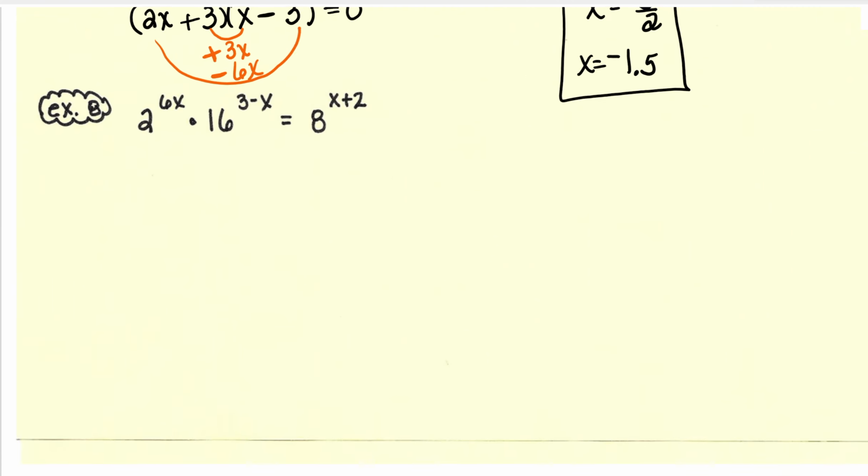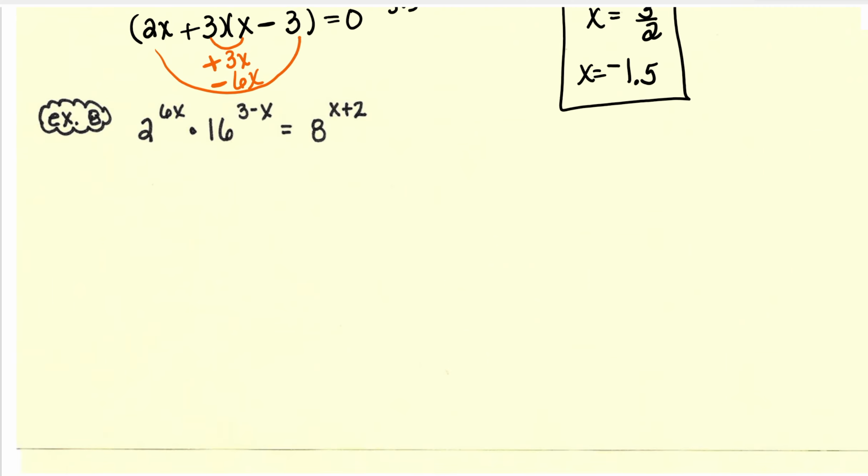So we need to get a common base, which is 2. 2 to the 6x is just going to bring on down. Then we know 2 to the fourth power is what gets 16 equals, and that's 2 to the third power, and bring down your x plus 2.